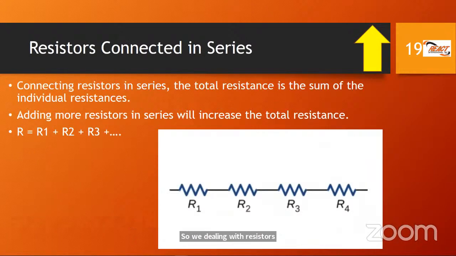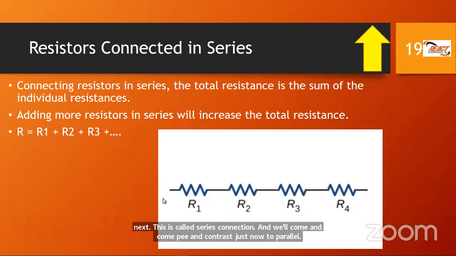And when we connect resistors in a circuit, so we have a schematic diagram on screen. And notice we have a couple of resistors back to back, daisy chained, one into the next. When we connect resistors like this, one into the next, this is called series connection. And we'll come and compare and contrast just now to parallel. So we would have dealt with some of this, but we'll reinforce it.